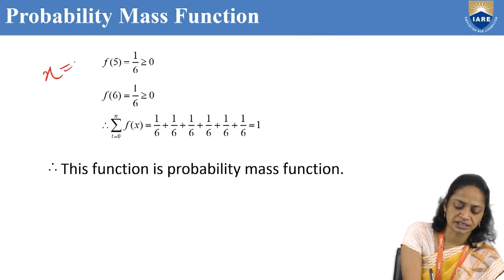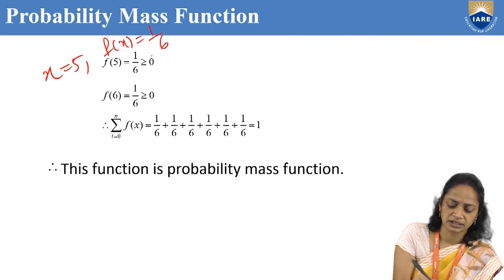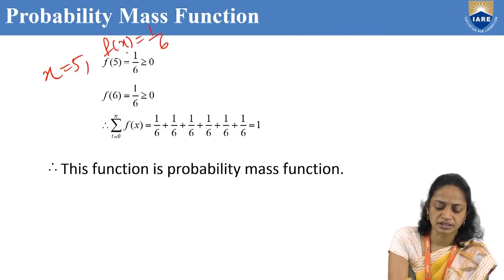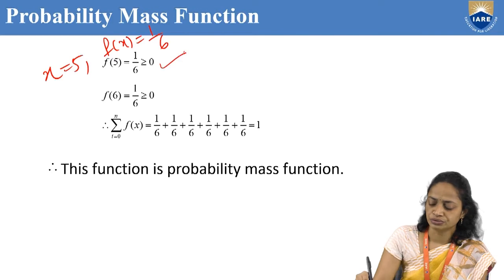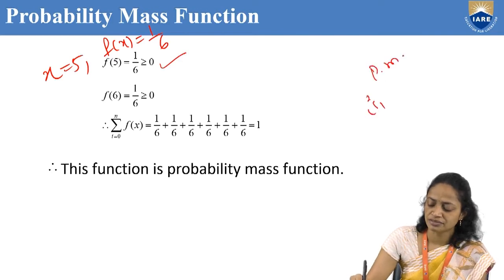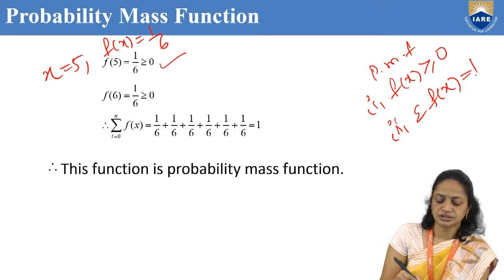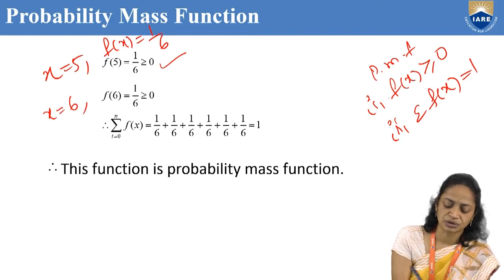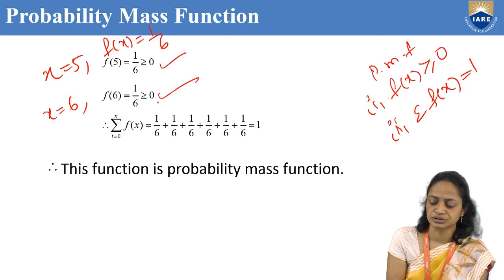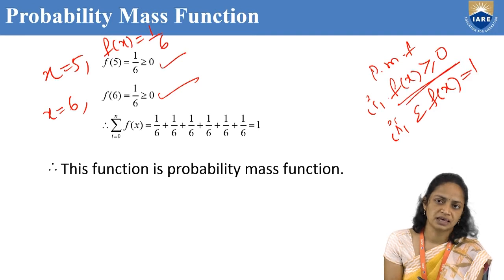Next, if I substitute x equal to 5 in our function, f of x equal to 1 by 6, then f of 5 equal to 1 by 6, which is also greater than or equal to 0. Our probability mass function properties are f of x greater than or equal to 0, and second, summation f of x equal to 1. Now substituting x equal to 6, f of 6 equal to 1 by 6, also greater than or equal to 0. Here also our first condition is satisfied.